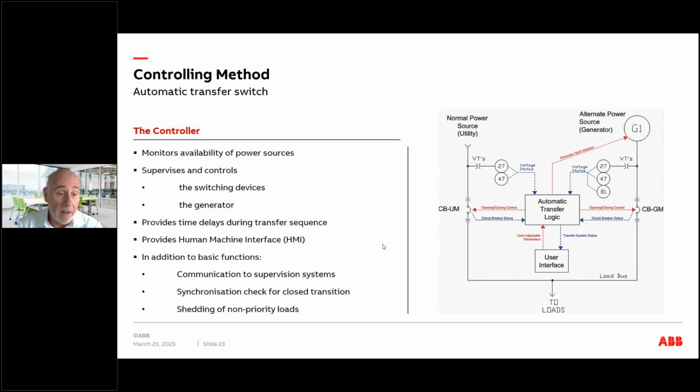A lot of them will still have the communications to tell and inform BMS systems, PLC systems. It does all your synchro checks. It may be required to shed non-priority loads. As an example, if your generator is not fully rated, you may need to shed loads so the generator can feed the loads that are only essential. So all that functionality is the job of the controller.